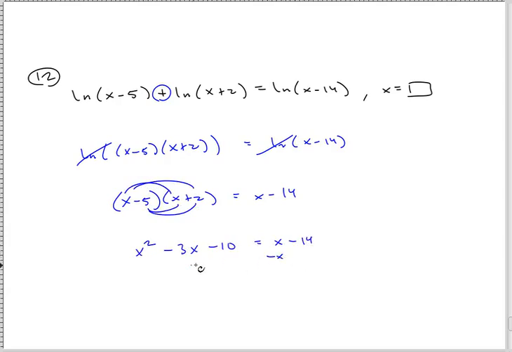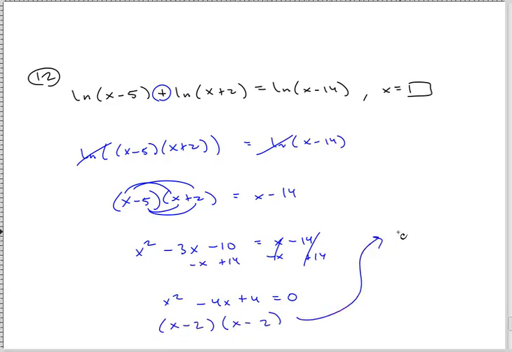Combine like terms, all that kind of stuff. We're just simplifying a little bit here. So x squared minus the 4x plus 4 is equal to 0. We can factor that. Should be a negative 2. Negative 2? Yep. And so if you set each one equal to 0, x equals 2. Now, I've got two answers. Technically, I got two answers.